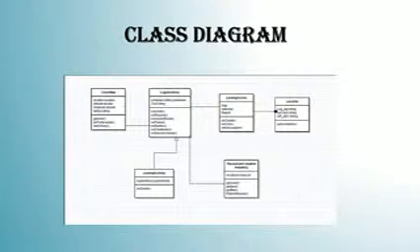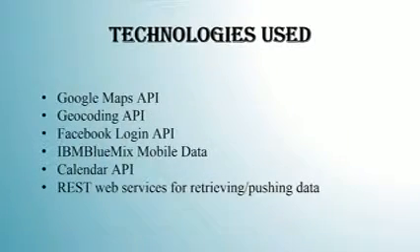And the landing screen, location, all of these other activities, there's nothing too exciting about them, so I'm not going to spend lots of time on it. Technologies used, of course, Google Maps API, Google Geocoding API, Facebook Login API, IBM Bluemix Mobile Data, the Calendar API, this is a built-in Android calendar. REST web services, so these are our post and our get methods that we're using with the IBM mobile database, and also Google geocoding requires that as well.